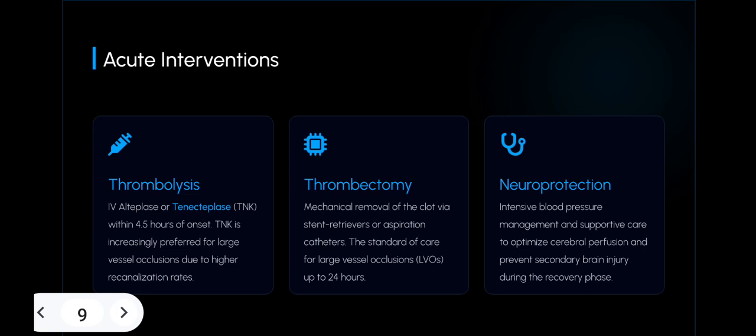Thrombolysis: IV alteplase or tenecteplase, TNK, within 4.5 hours of onset. TNK is increasingly preferred for large vessel occlusion due to higher recanalization rates. Thrombectomy: mechanical removal of the clot via stent retrievers or aspiration catheters, the standard of care for large vessel occlusion, LVOs, up to 24 hours.